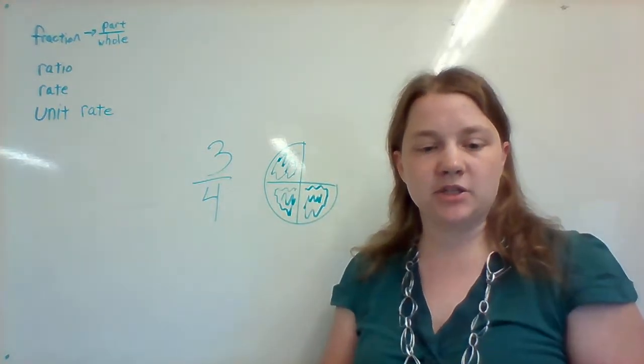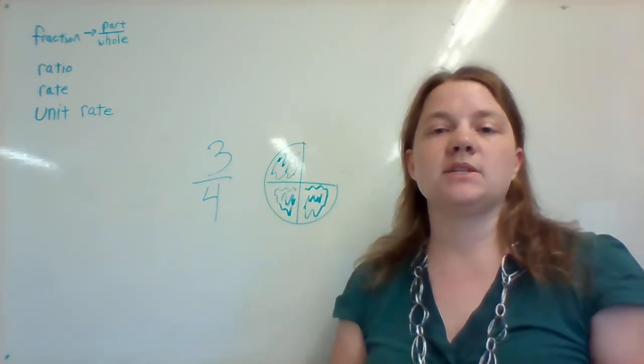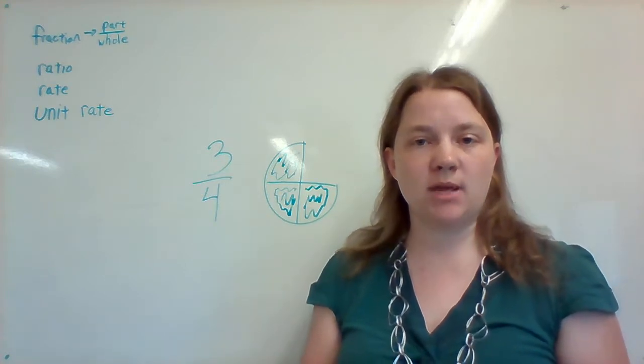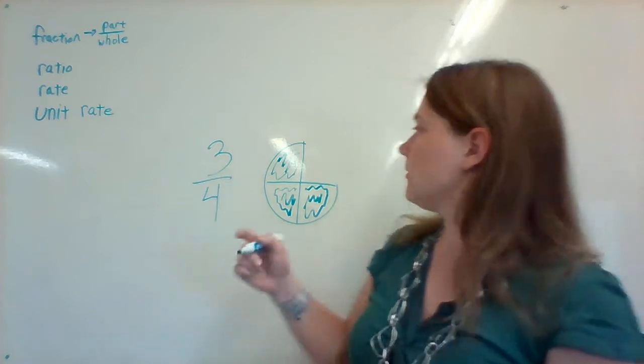And that's how we look at fractions. We look at the part on top, and the bottom number, the whole, is what tells us how many parts it takes to make a whole. So if I have 3/4, that's most of the pizza.